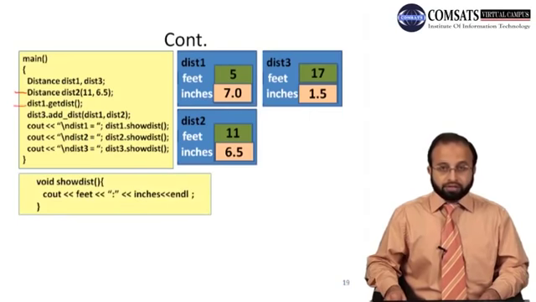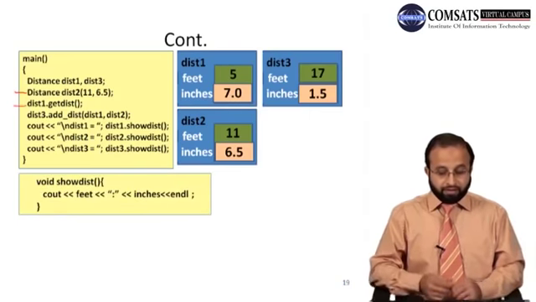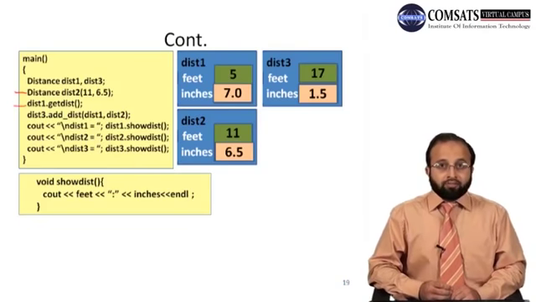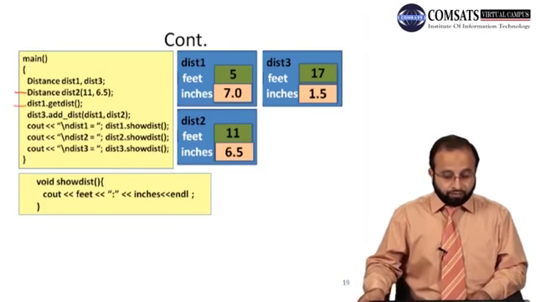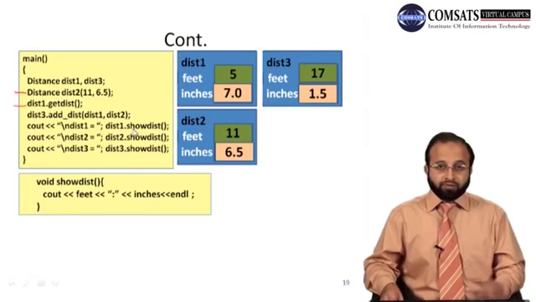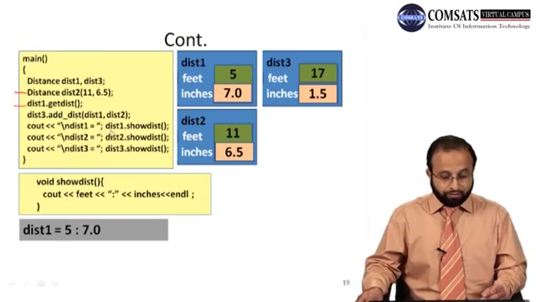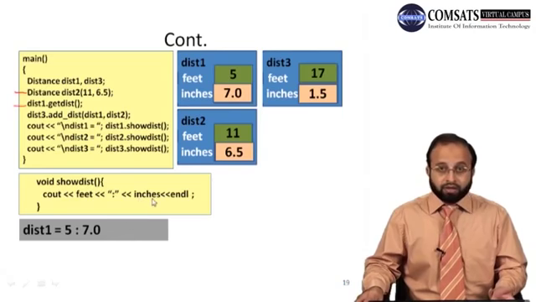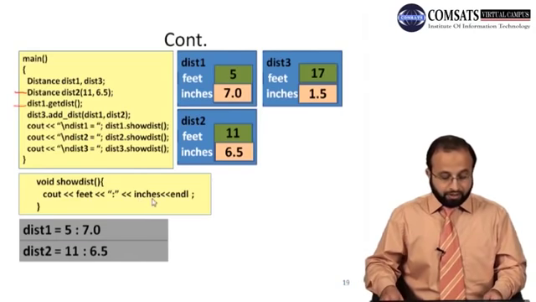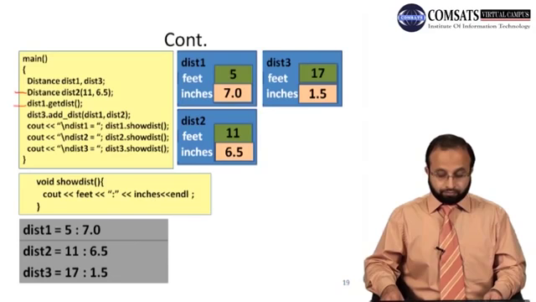The next function is the showDest function. It is used to display the values of the private data members of the objects. So first we call dest1 dot showDest. First, the values of dest1's private data members will be displayed like this. So dest1 is equal to, now it calls the function dest1 dot showDest. What happens in showDest? feet colon inches. Which feet value? The value of dest1's feet, that is 5, and dest1's inches, that is 7. Similarly dest2 and dest3.